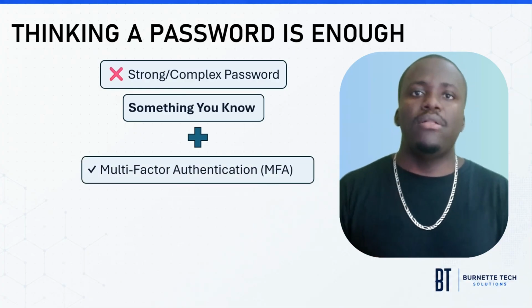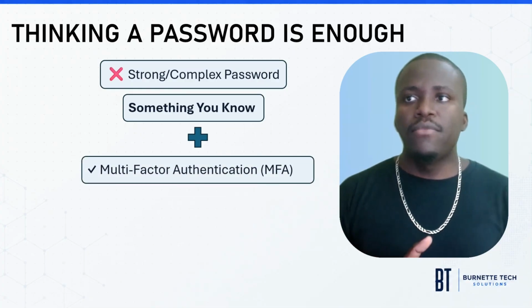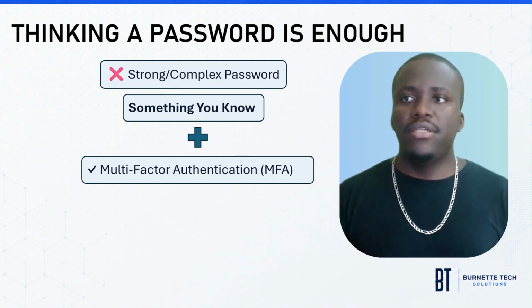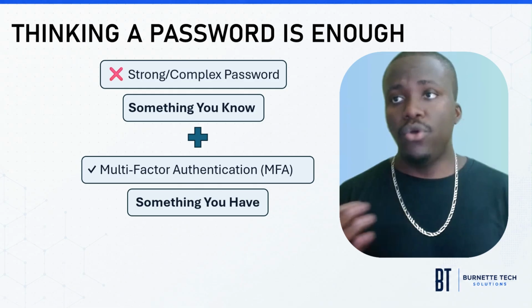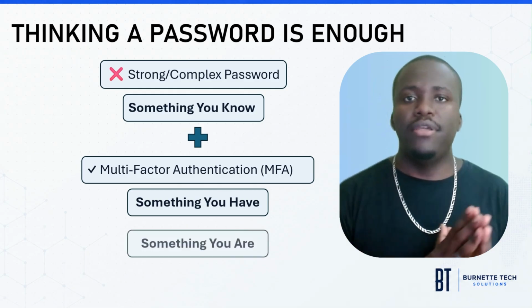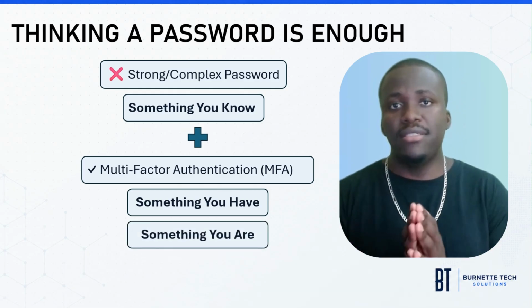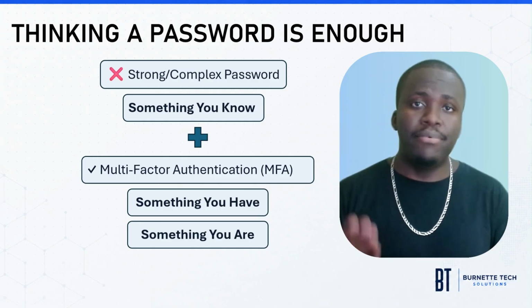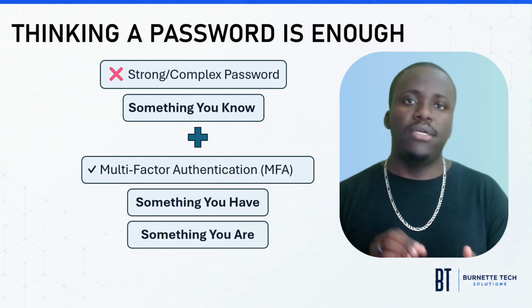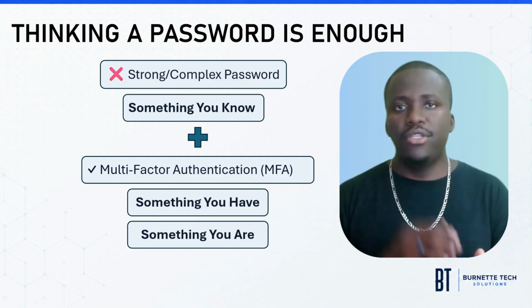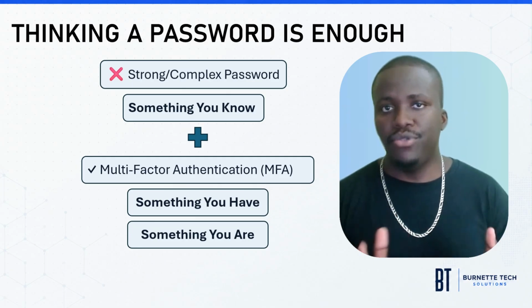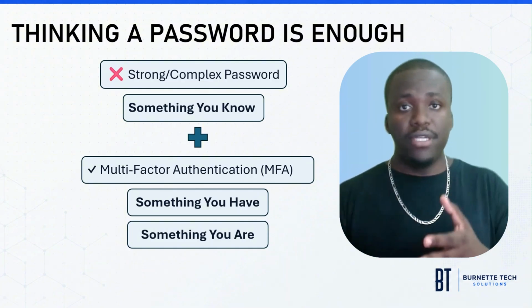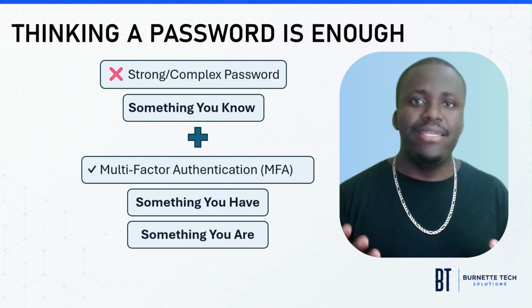And that's what we call multi-factor authentication. So multi-factor authentication is you add in something you have, or you're adding something you are. Something you have is a phone. So if you have a phone and you have an MFA app on your phone, you will typically get a 6-digit code and you enter it into whatever platform you're using to log in. Something you are is your fingerprint or your face ID.